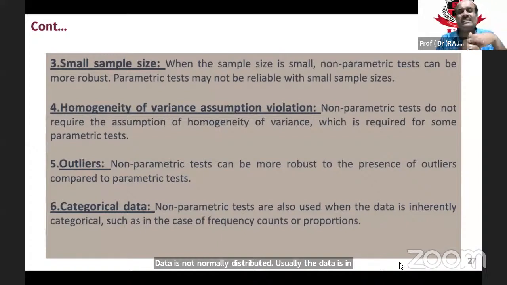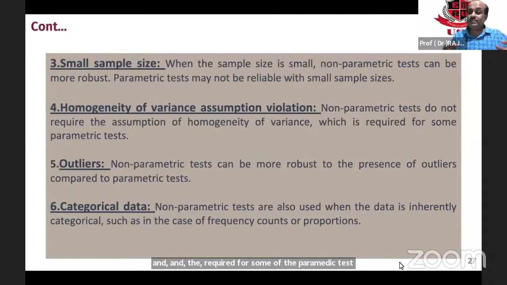When the sample size is very small, especially if it is below 30, usually we go for a non-parametric test. Violation of the homogeneity of variance assumption: non-parametric tests do not require the assumption of homogeneity of variance, which is required for some of the parametric tests.